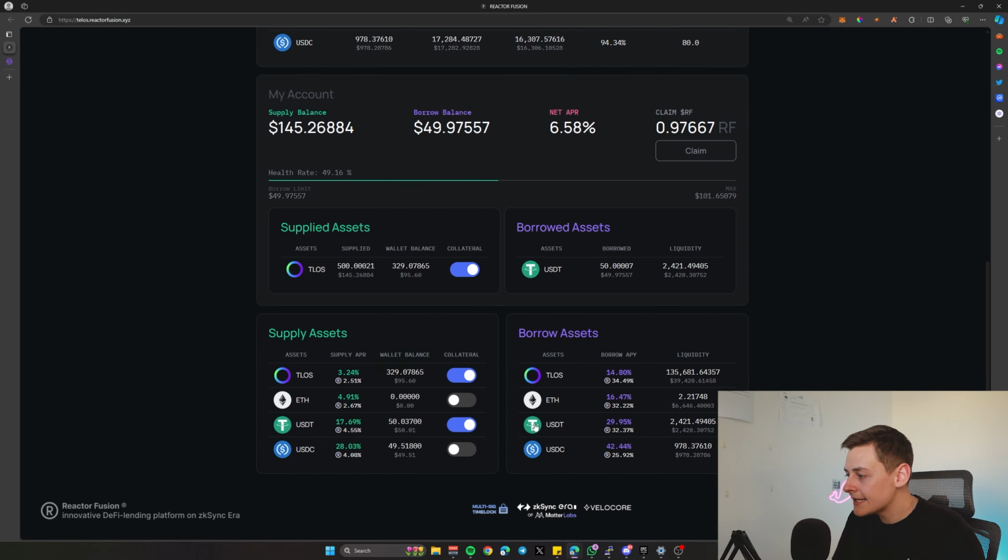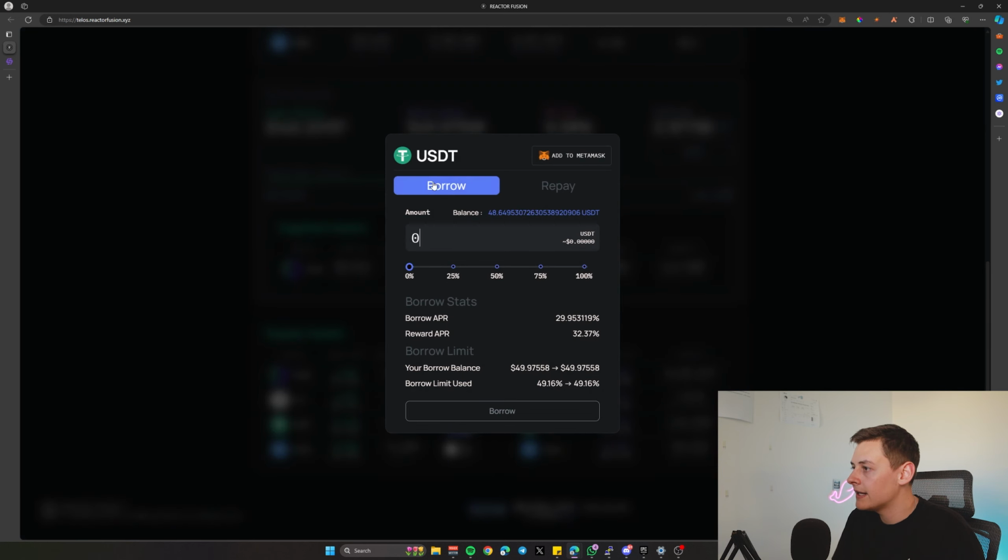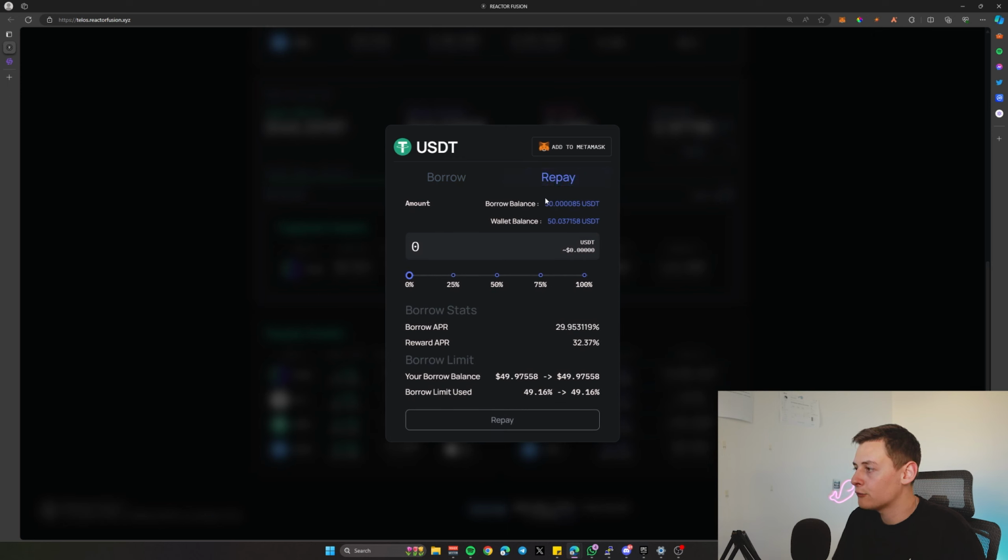So lastly, if I want to pay off my loan, I would click on borrowed assets. So I can click on USDT here. And then under repay, I can then repay what I owe, which is currently $50 and a very small amount of interest on top. So if I go 100%, I can then go and repay it back. I just need to make sure I have enough in my wallet balance to do so.